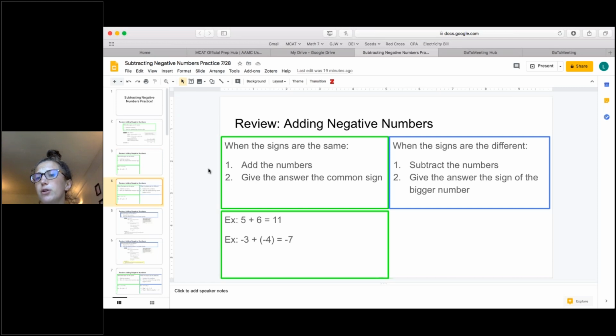Now things get a little bit trickier when the signs are different, but it's really similar. When the signs are different, we want to think about finding their difference. And difference is a keyword telling us to subtract. So when the signs are different, we will actually be subtracting the numbers. And then we give the answer the sign of the bigger number, or the number with the bigger absolute value.